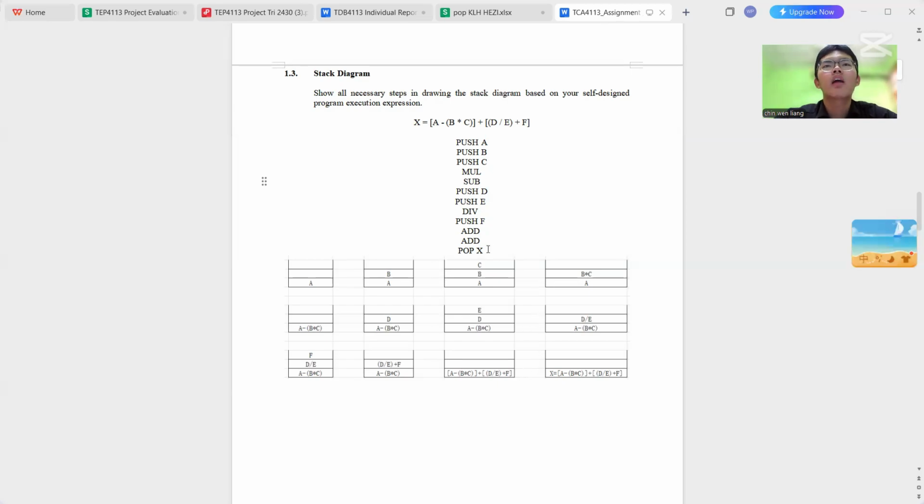And the last is the form step. It means adding the X equals in front. So the final answer will become X equals A minus B multiply C plus D divide E plus F. That's all for my part.